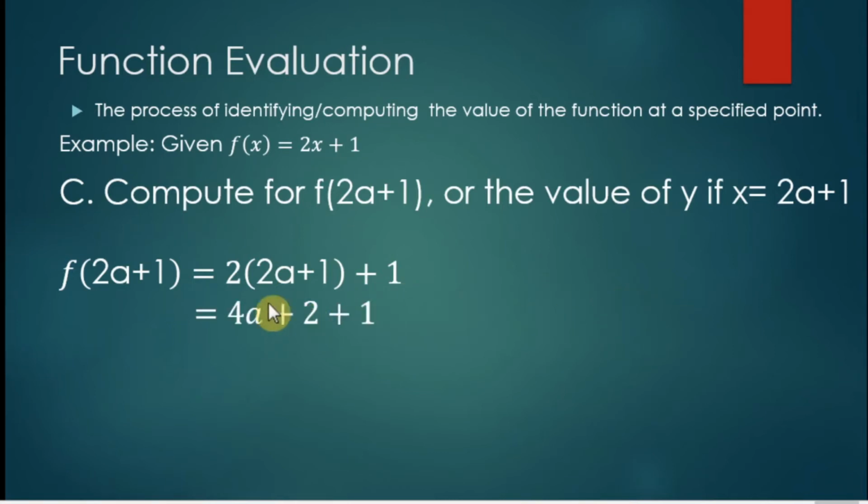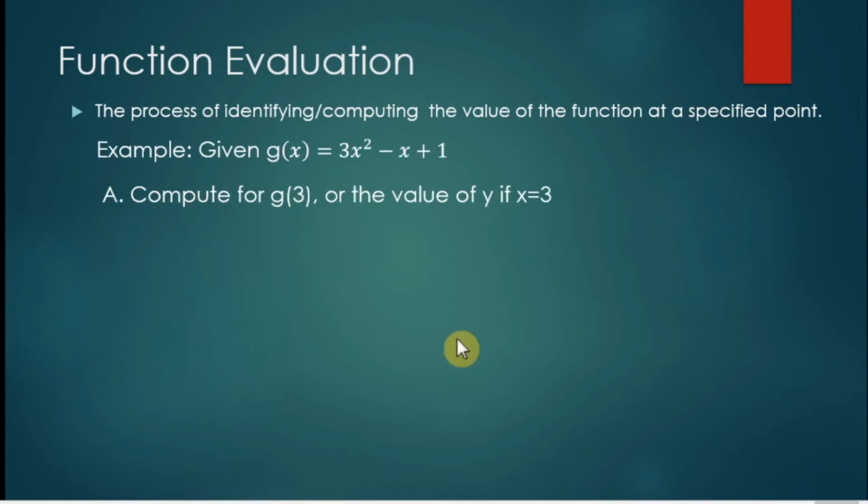If we simplify this one, we have 4a plus 2 plus 1. How did we get 4a plus 2? We multiplied 2 to both of 2a and 1. So that is distribution. We can simplify 2 and 1 as 3. The sum is 3. For our next example, we are given a different function.